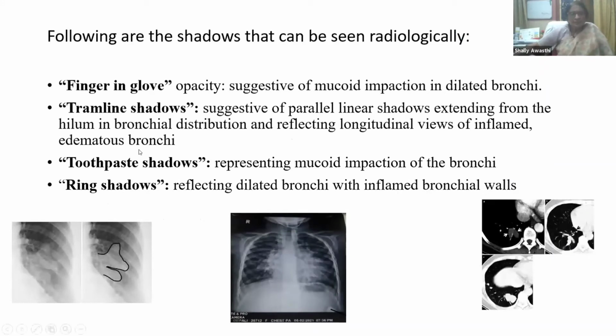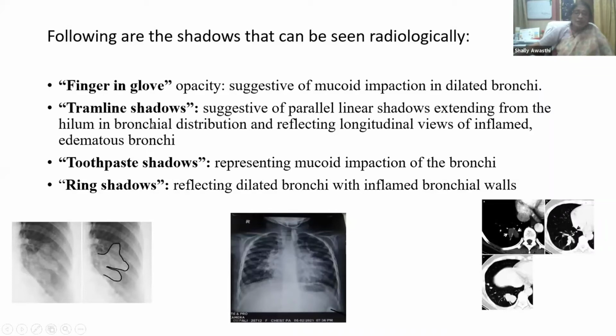Now, these are some interesting images we are showing you. This is the finger and glove opacity, suggestive of mucoid impaction in dilated bronchi. This is my index case, which I showed you first. See this image. Don't you see? These are finger and glove appearances.